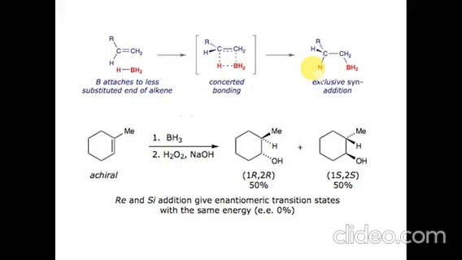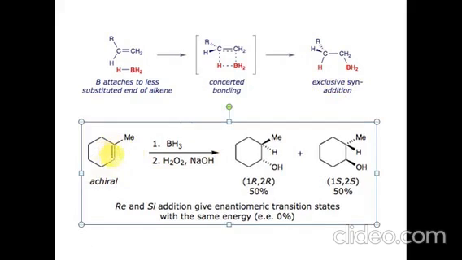Now consider that we have a prochiral center here. This is achiral, but it is a prochiral center, because if we add another atom on this carbon, it will become a chiral center. So what do we get? We first add borane, BH3, to this molecule. You know that boron should go to the carbon that is less substituted, while hydrogen should go to the carbon that is more substituted.